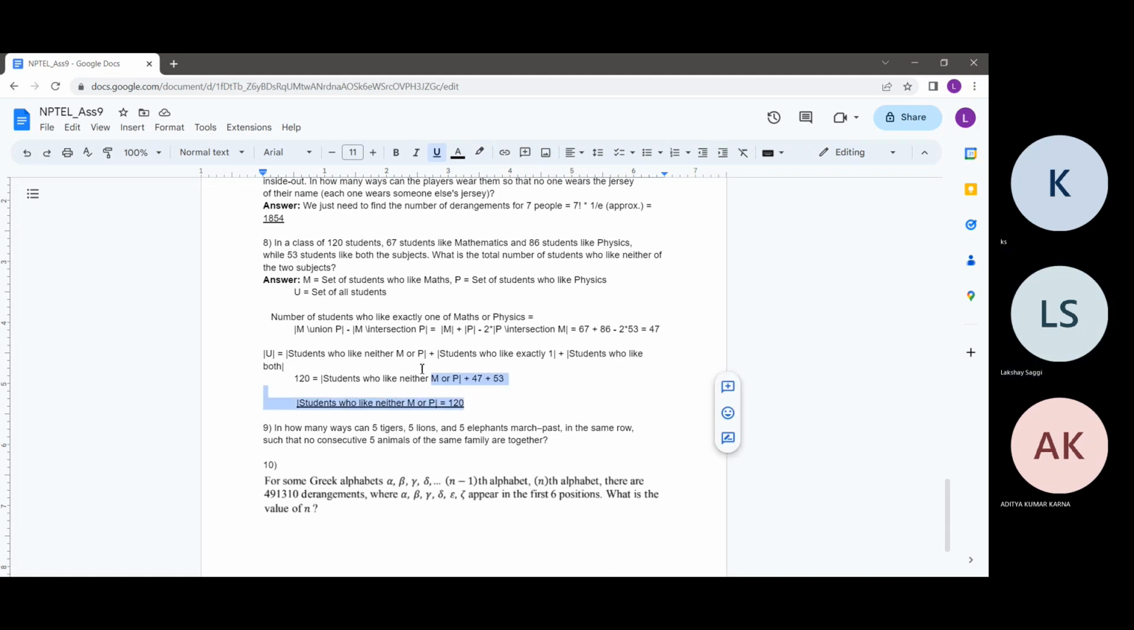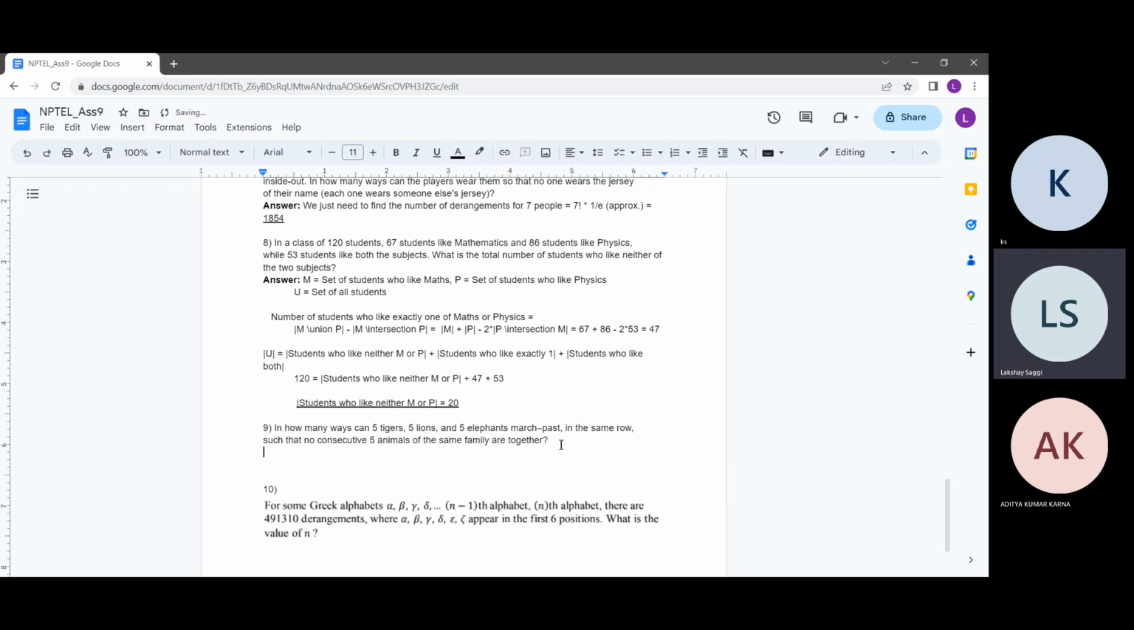So maybe there is another way to solve this and all the ways are fine, or we'll reach the same answer only. Oh, this is not 120, this is just 20. Sorry. Yeah. So now I think we can move on to ninth question.